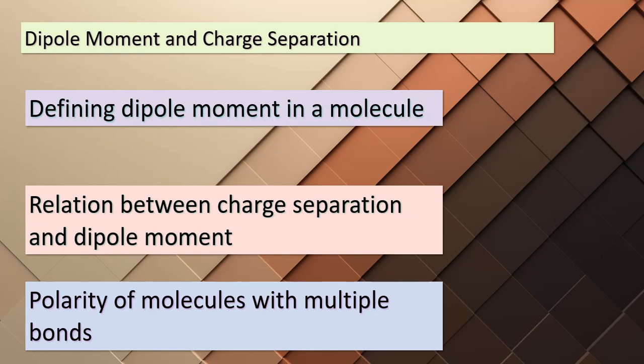Now, here's an interesting twist. Molecules with multiple bonds can have varying dipole moments for each bond, and these can even cancel each other out. This leads to nonpolar molecules, despite having polar bonds. Additionally, the molecular shape plays a role in determining the overall dipole moment. So, remember, even in the world of molecules, opposites attract. Ready to uncover more? Let's press on.